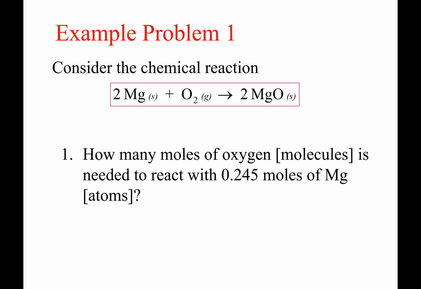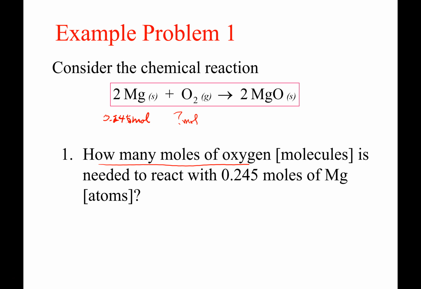We're actually going to start out with what I call kind of a baby problem, and then we're going to build up. This isn't normally the type of problem you would have. We're going to work 2 problems. The first one is how many moles, and a lot of times I will write underneath the equation what I'm after. So how many moles of O2, question mark moles, is needed to react with 0.245 moles of Mg. So I'll find Mg and I'll put 0.245 moles.